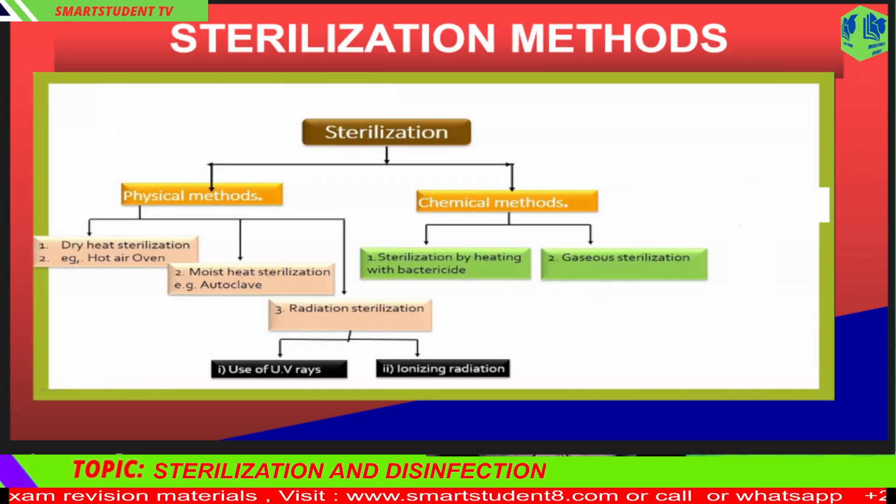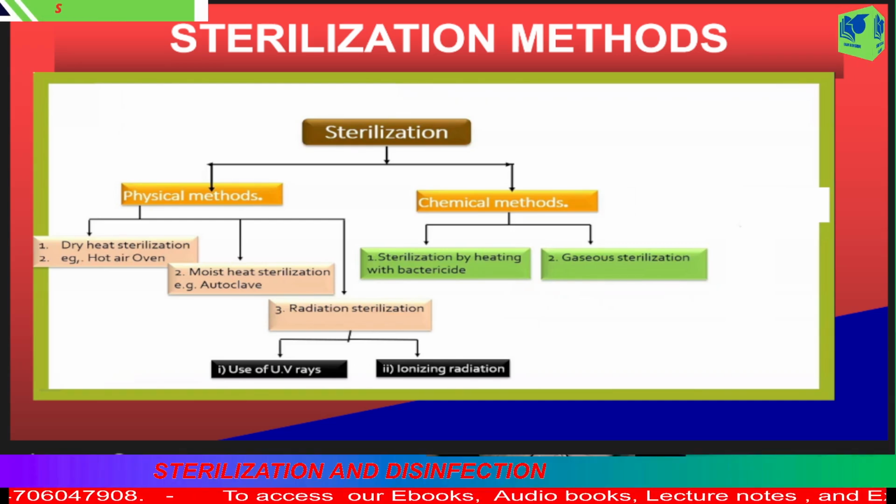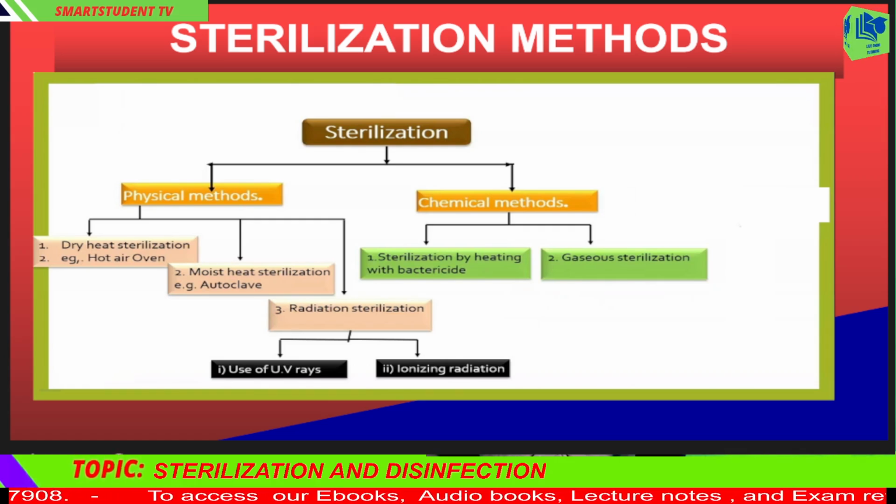Sterilization methods. Sterilization methods are primarily divided into two major categories. 1. Physical methods of sterilization. These involve physical agents like heat, radiation, and filtration. 2. Chemical methods of sterilization. These rely on chemical agents called disinfectants such as alcohols, aldehydes, and gaseous sterilants. Both approaches have unique strengths and are chosen based on the material, level of sterility required, and the application.